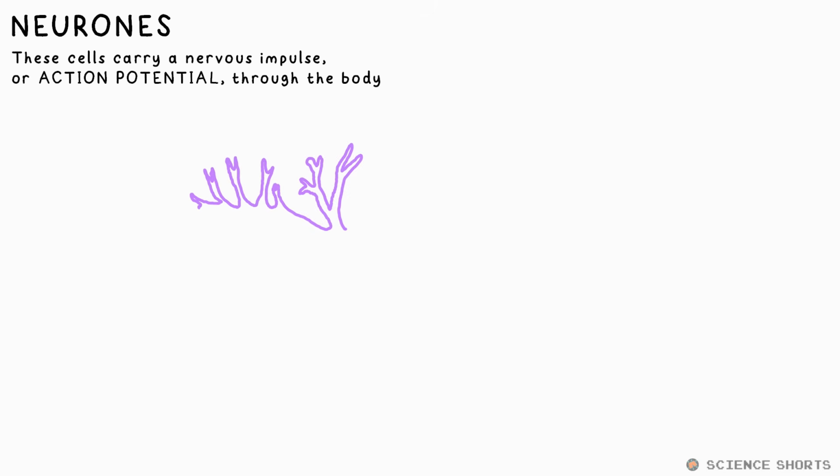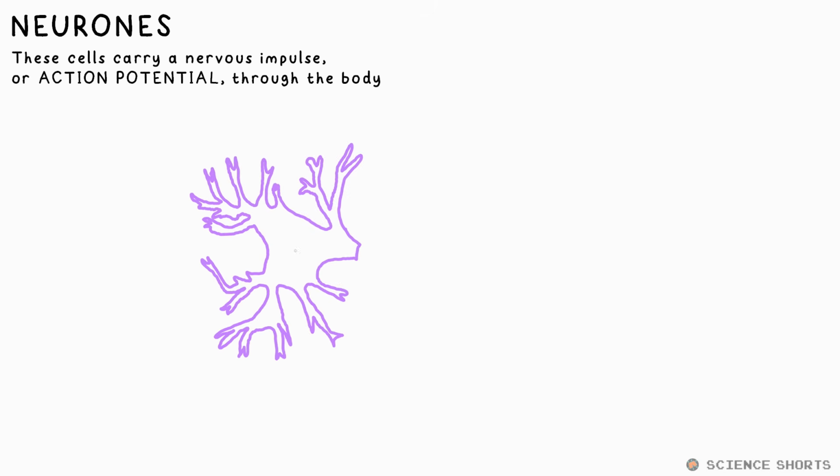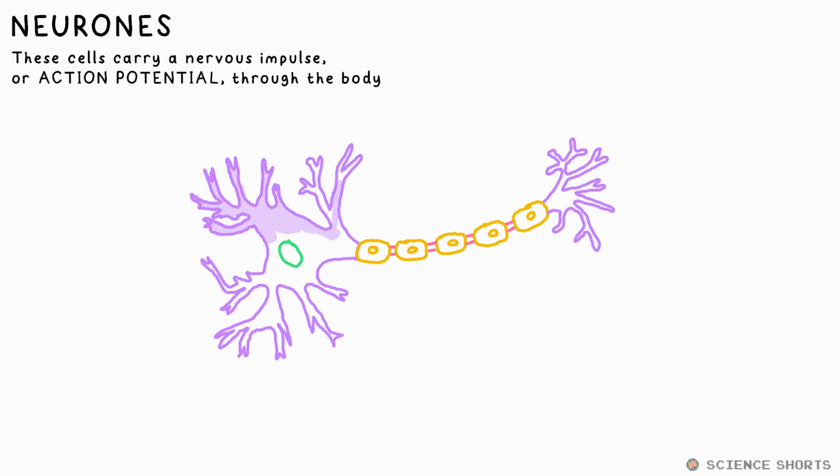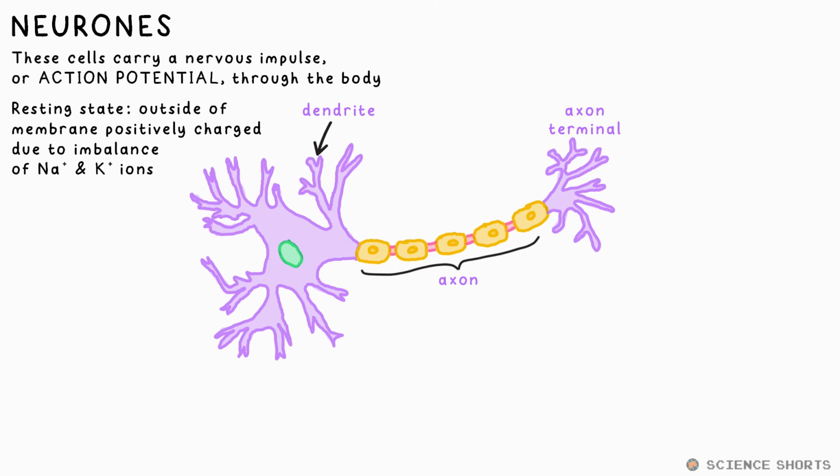Neurons, nerve cells, carry impulses through your body. They have similar organelles to a normal cell, but they have specialist adaptations. The dendrites on the cell body receive the impulse, and this action potential is then passed along the axon and onto another cell by the axon terminals across the synapse. In its resting state, the outside of the neuron's membrane is positively charged and the inside negatively charged. This is due to an imbalance between sodium and potassium ions.